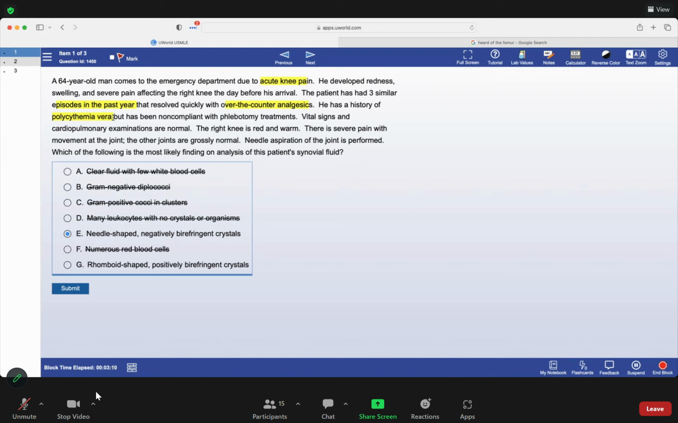Now don't write polycythemia vera, write myeloproliferative disorder. How many myeloproliferative disorders do you guys know? Polycythemia vera, essential thrombocythemia, right? And then you have myelofibrosis. Remember those 3 diseases, folks? So they are only associated with gout. That's the only way you could rule out this here, folks, okay?